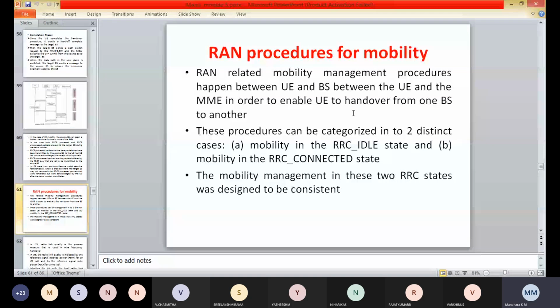In event A4, the neighbor cell radio link quality becomes better than an absolute threshold. Similarly, in event A5, the serving cell radio link quality becomes less than an absolute threshold, and the neighbor cell radio link quality becomes better than another absolute threshold.